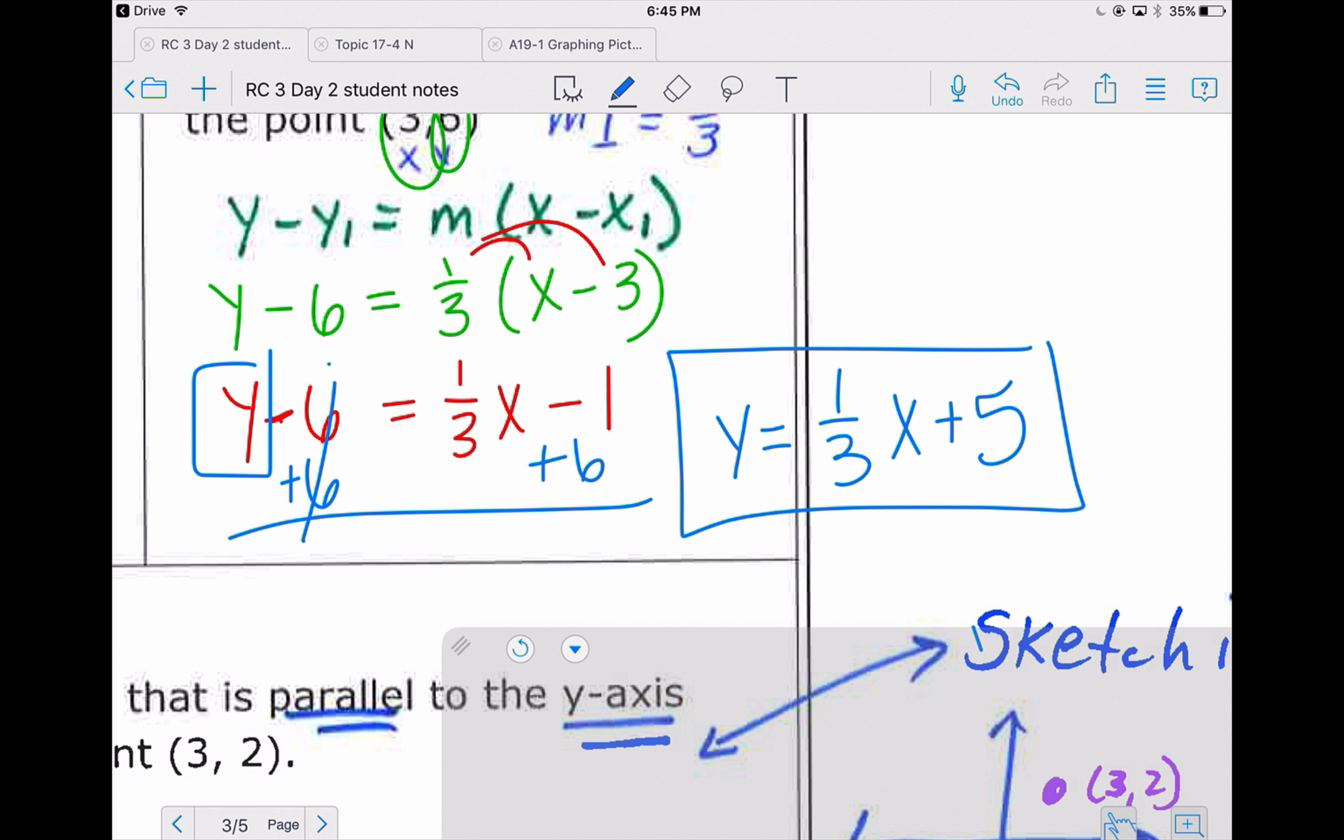Remember, when you add 6, you only put numbers with numbers, letters with same letters. So 1/3 x needs to stay all the way down. The only part that changes is the b, the y-intercept, the number that follows.